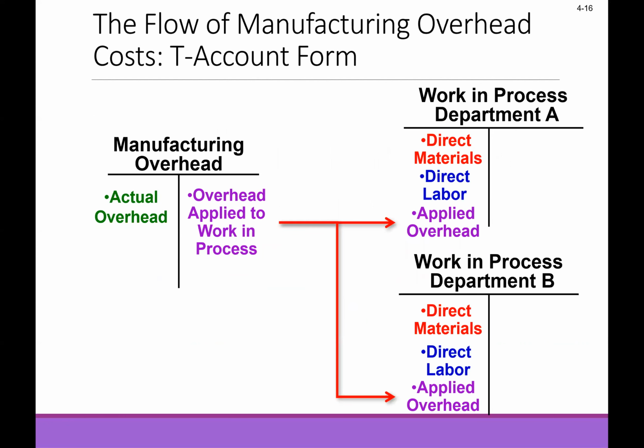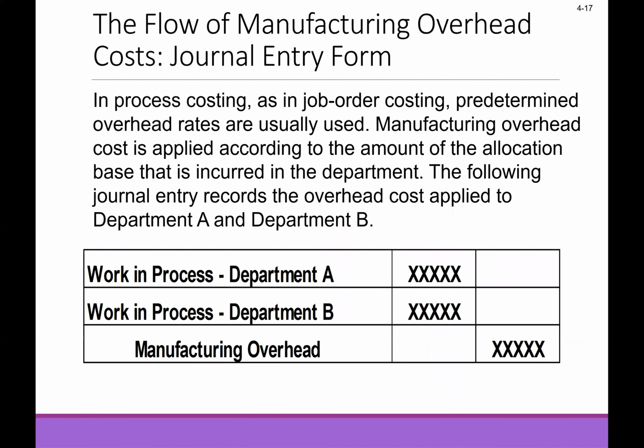Also, the same applies to manufacturing overhead. We're going to apply this manufacturing overhead to the various departments. Again, the journal entry: we debit our work in process for the departments, and we credit our manufacturing overhead that's being applied.